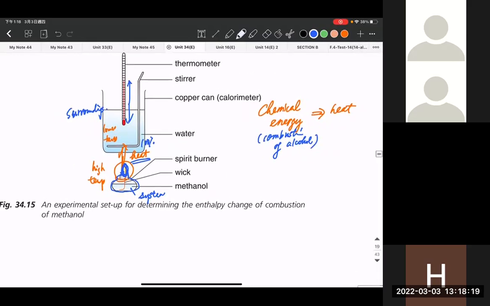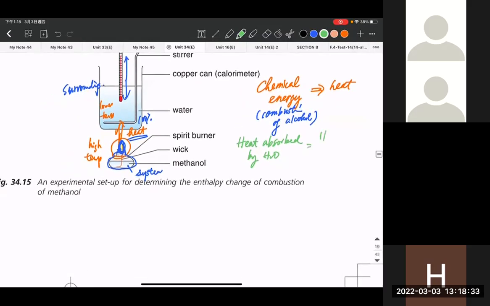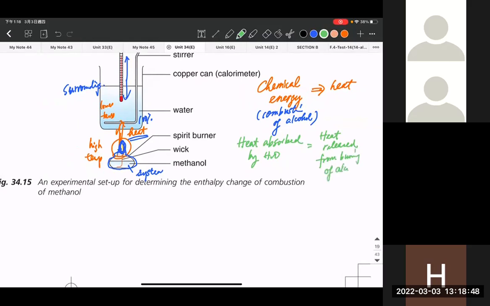So, second point, could you please write here? The principle is that the heat absorbed by water, so you know there is a temperature rise, is equal to the heat released from the burning of alcohol, while you would say the burning is a complete burning. Do you understand? So that is our principle.